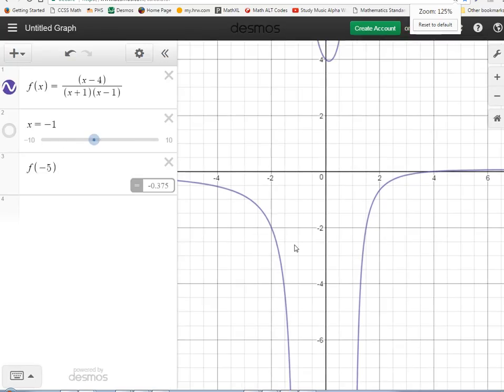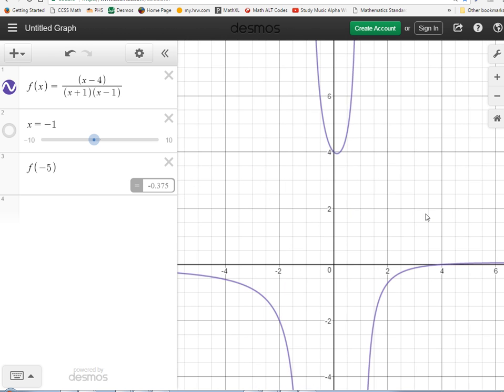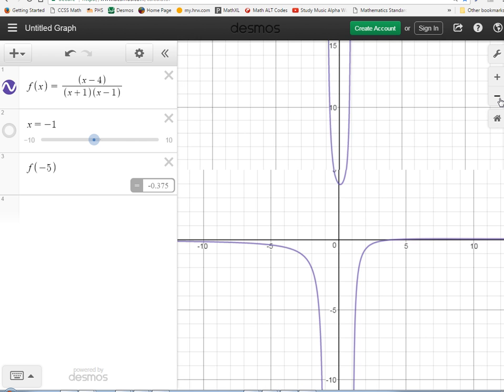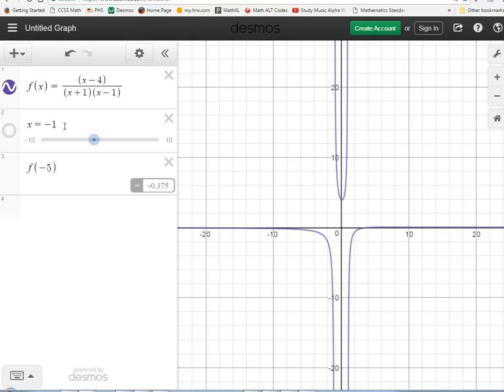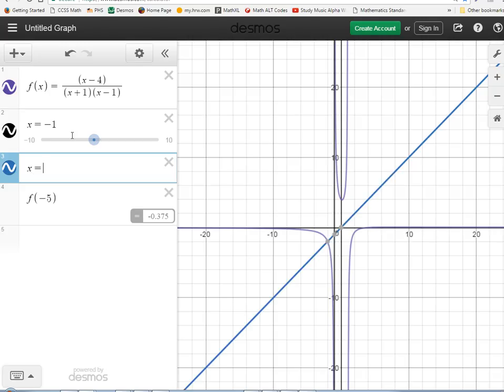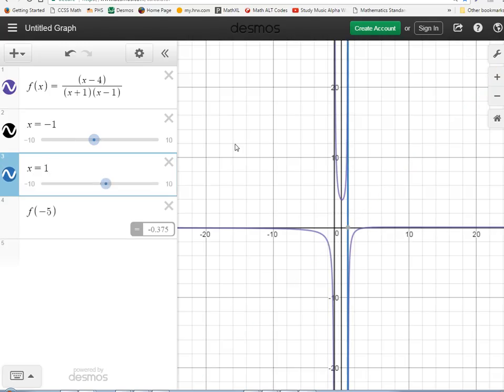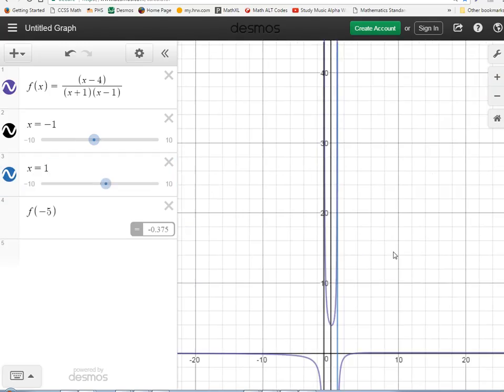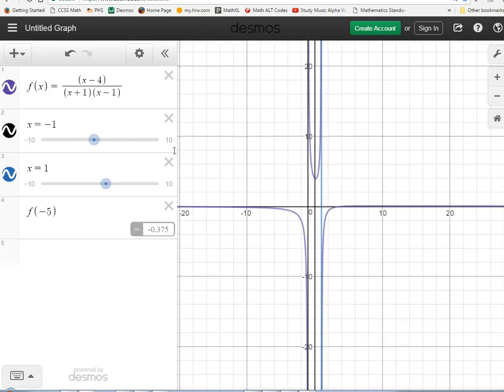Okay, so we have vertical asymptotes, we said, at +1 and -1. That makes sense. X equals -1, let's turn that one on. There it is, there's one asymptote. X equals +1, there's another asymptote, right? Everybody agree? Those match the function.